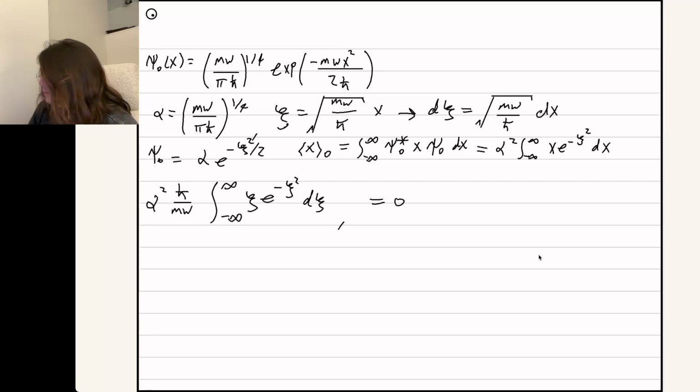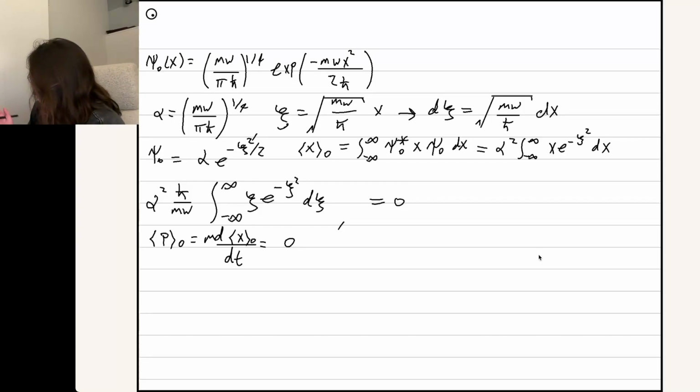So that is 0. I'm going to go ahead and say out loud that the ground state expectation value of momentum can be found with the Ehrenfest theorem, and it's also going to be 0. So that is perfectly chill. We'll just need to find now what the ground state expectation value of position squared is, which is a little bit more rigorous.